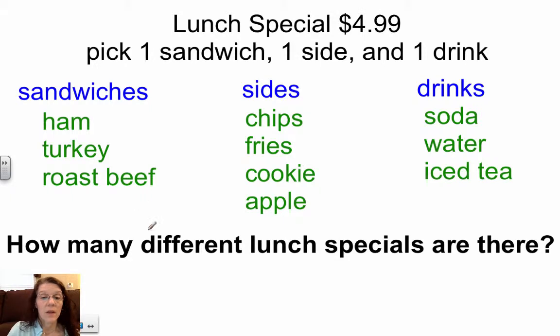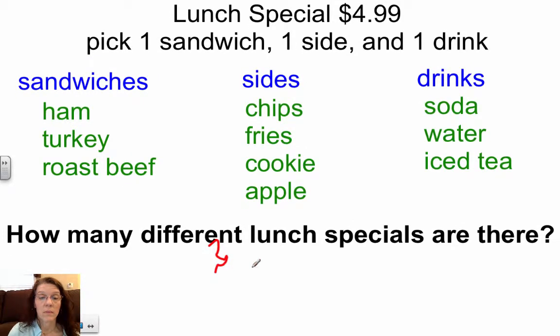All right, sandwiches. How many sandwich choices does she have? She has 3 sandwich choices. How many side choices does she have? She has 4 side choices. How many drink choices does she have? She has 3 drink choices. So we're going to multiply those 3 things together. 3 times 4 is 12, times 3 is 36. So there are 36 different lunch specials.